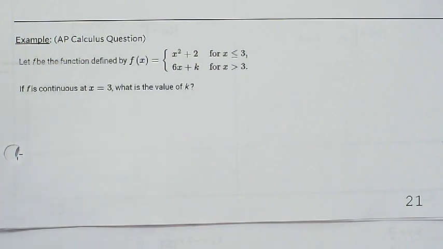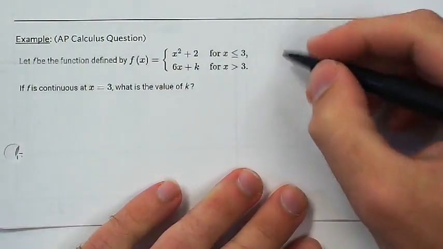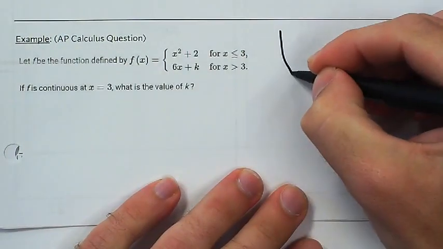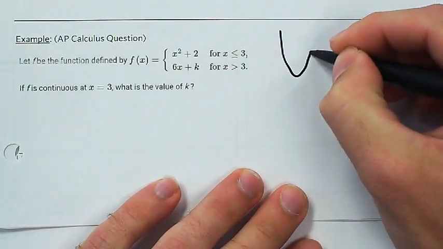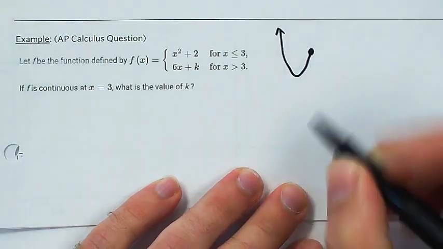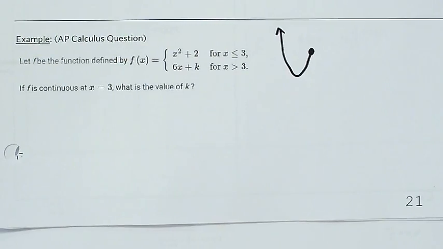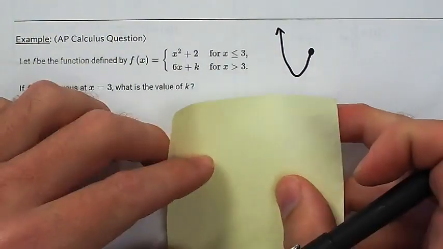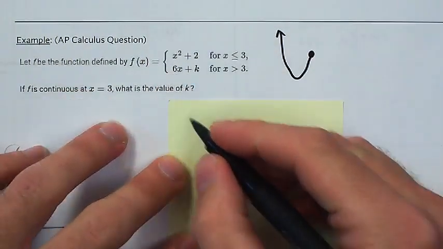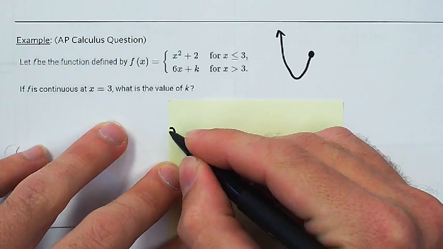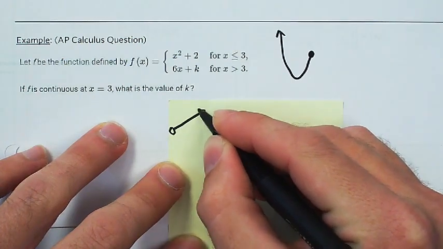Now, if I was recording this on a tablet or something where I could do this really nice, what I'd say is, okay, we've got x squared plus 2 for x less than or equal to 3. Okay, so that's part of our graph. But then I've got this other piece, that's going to be a line, 6x plus k. And so that's a pretty steep slope, but I'm actually not going to even draw it that steep. So let me just kind of draw it like that.